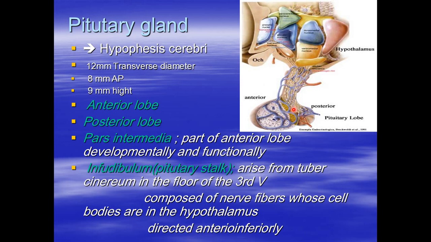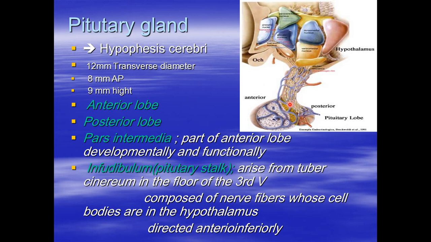The pituitary gland is composed of two lobes, the anterior lobe and the posterior lobe. And between them is what's called the pars intermedia. However, the pars intermedia, it is a part of the anterior lobe, developmentally and functionally. So its function is related to the anterior lobe, its embryologic development is related to the anterior lobe, but it is a separate part that's called pars intermedia. While the infundibulum or the pituitary stalk, you can see here in this anatomical figure, this is the anterior lobe and this is the posterior lobe.